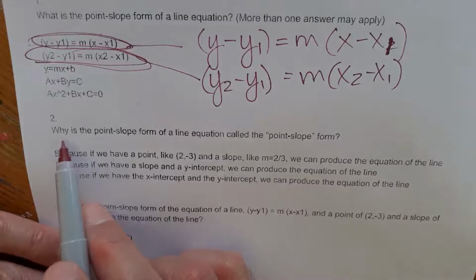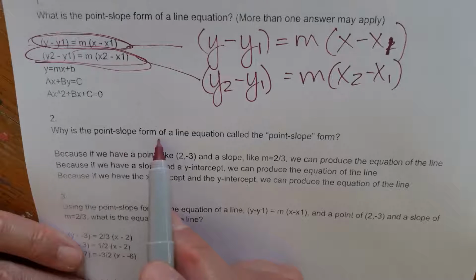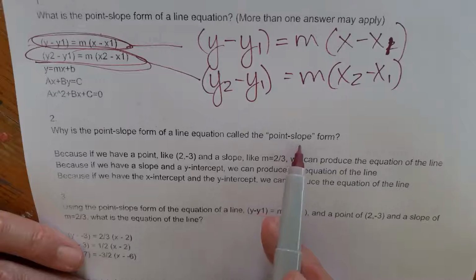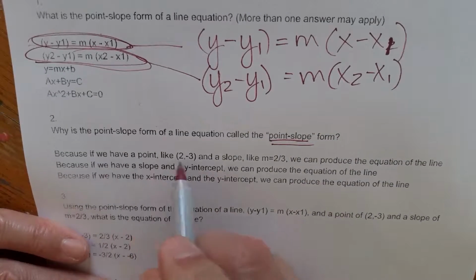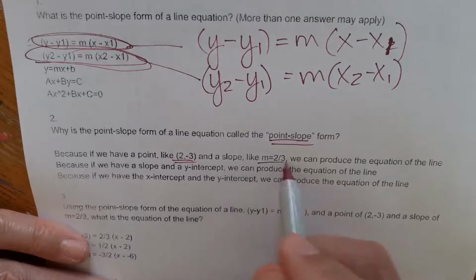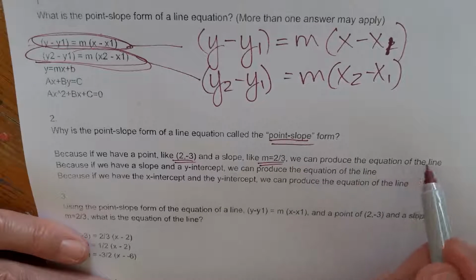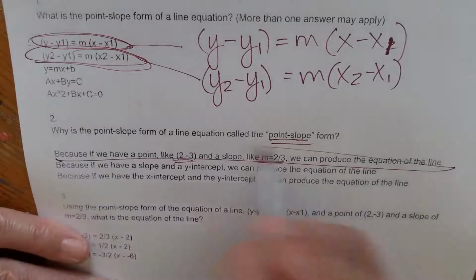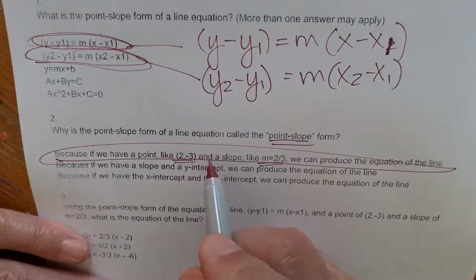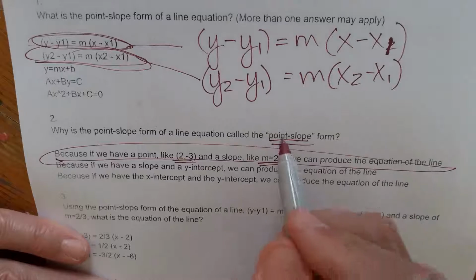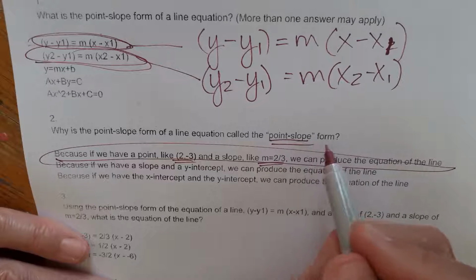All right, next question is, why is the point slope form of a line equation called the point slope form? Why is it named that, right? Because if we have a point like 2 comma negative 3 and a slope like 2/3, we can produce the equation of a line. So it's named after what it does. Given a point and a slope, we can write an equation. So it's called the point slope form of the equation of a line.